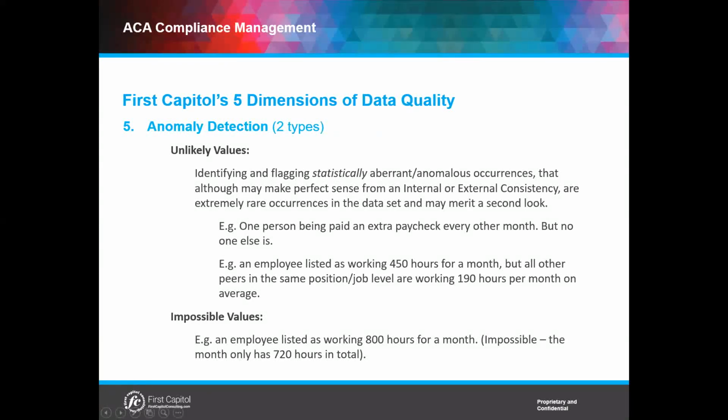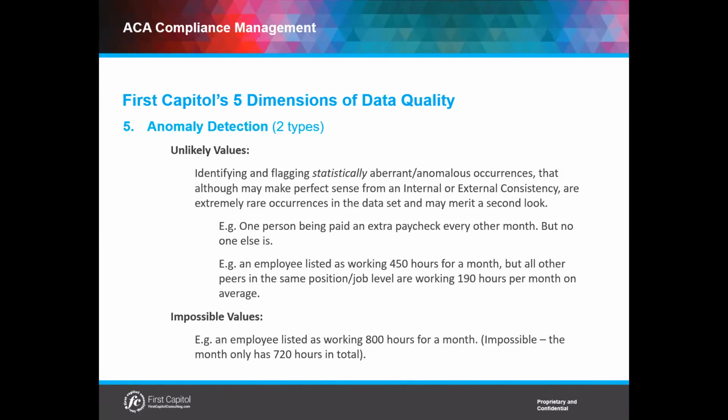The last dimension is this notion of anomaly detection. There are really 2 categories of anomaly detection. One is identifying unlikely values, so values that are very infrequent from a statistical perspective, that may make sense when viewed through the lens of the other four dimensions, but are just very rare occurrences. So for example, if one person is being paid an extra paycheck every other month, but no one else is, or an employee is listed as working 450 hours for a month, but everyone else is working 190 hours on average. So they're well outside of two standard deviations from that statistical average.